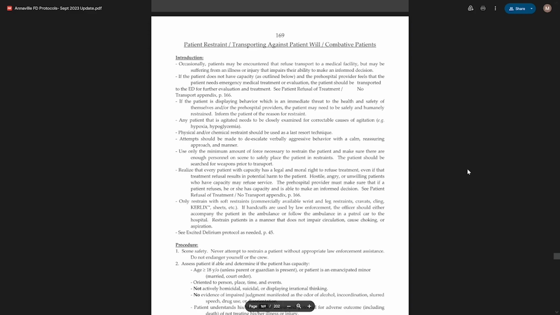Realize that every patient with a capacity has a legal and moral right to refuse transport, even if that treatment or transport refusal results in potential harm to the patient. Hostile, angry, or unwilling patients who have the capacity may refuse service. The pre-hospital provider must make sure that if a patient refuses, he or she has the capacity to do so and is able to make an informed decision. See page 166 for more info.